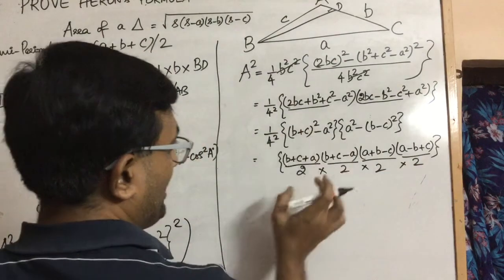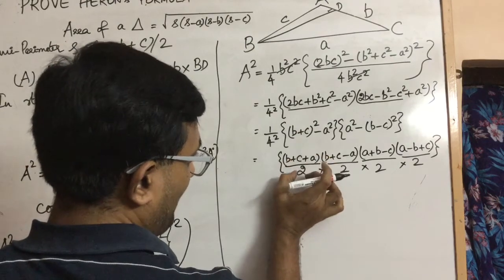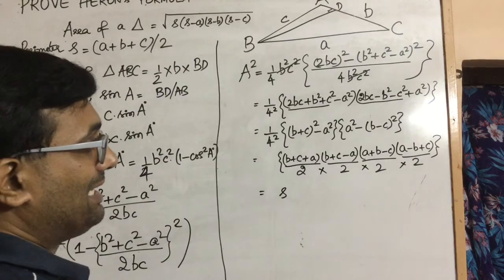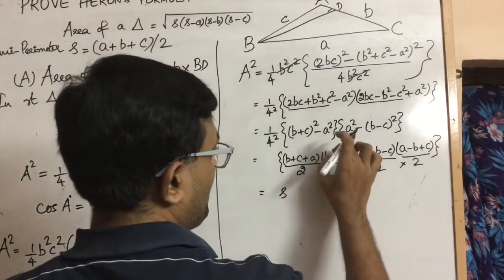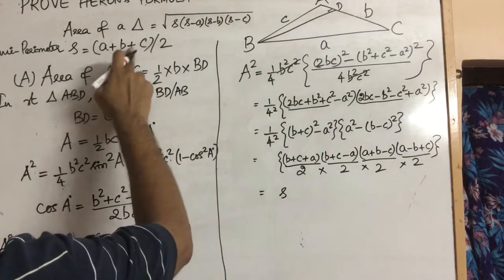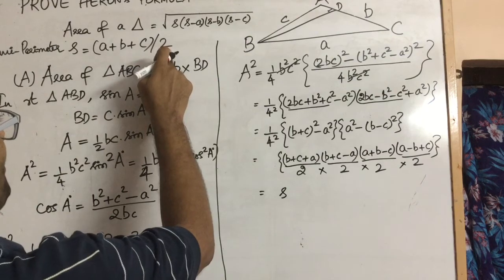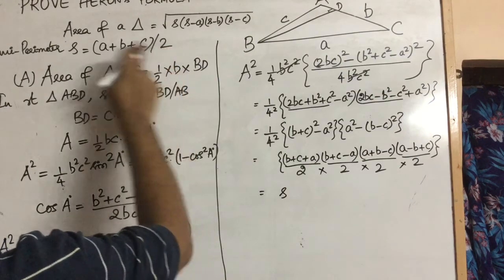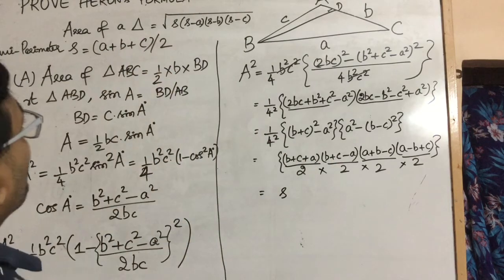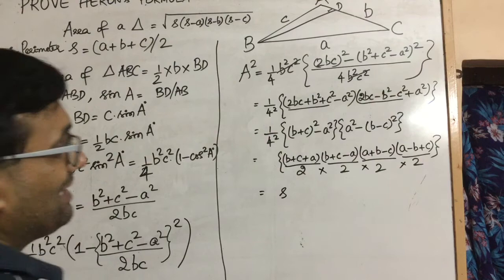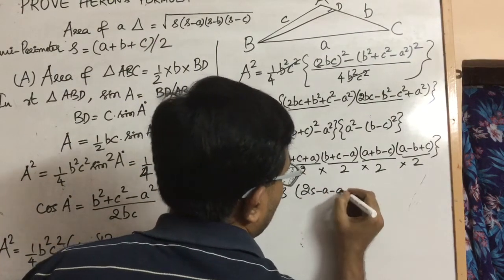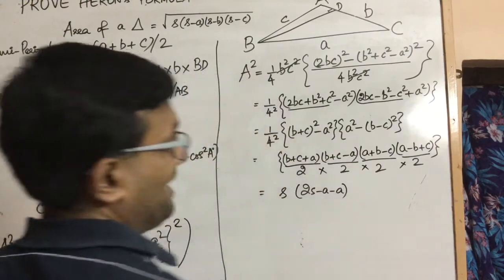Now this, if you look at it carefully, is the perimeter, so this is half of the perimeter, so this is just S, because S is A plus B plus C divided by 2. So twice S is A plus B plus C. So B plus C would be twice S minus A. So this is twice S minus A, that is B plus C minus A.